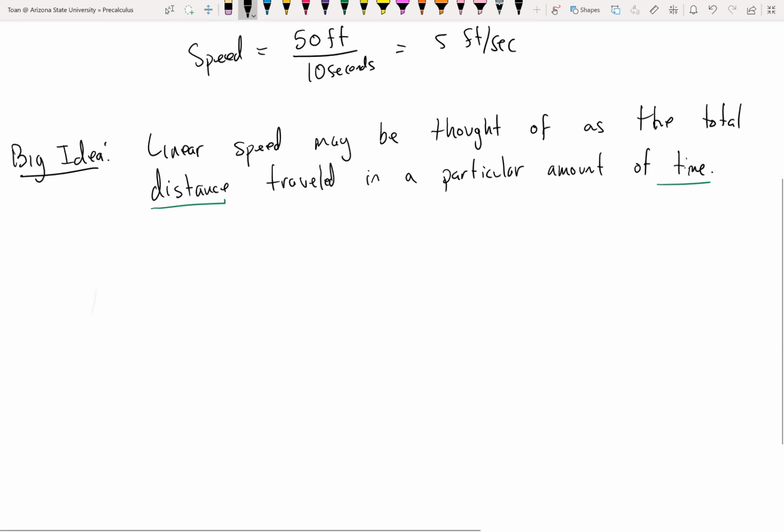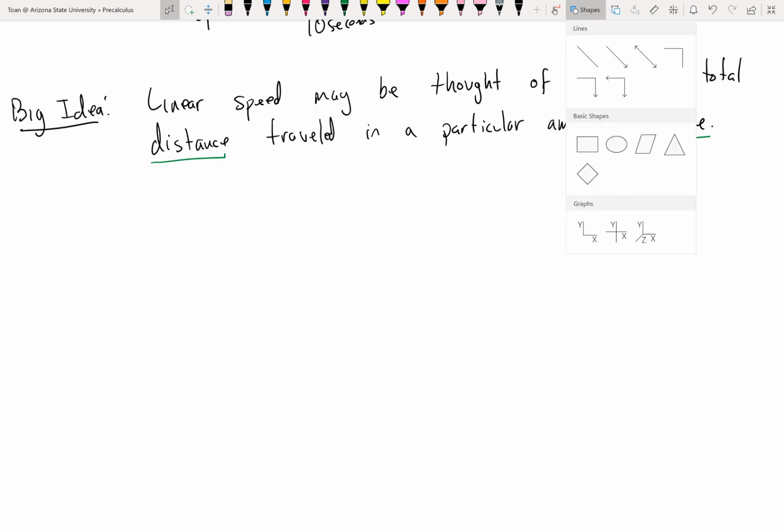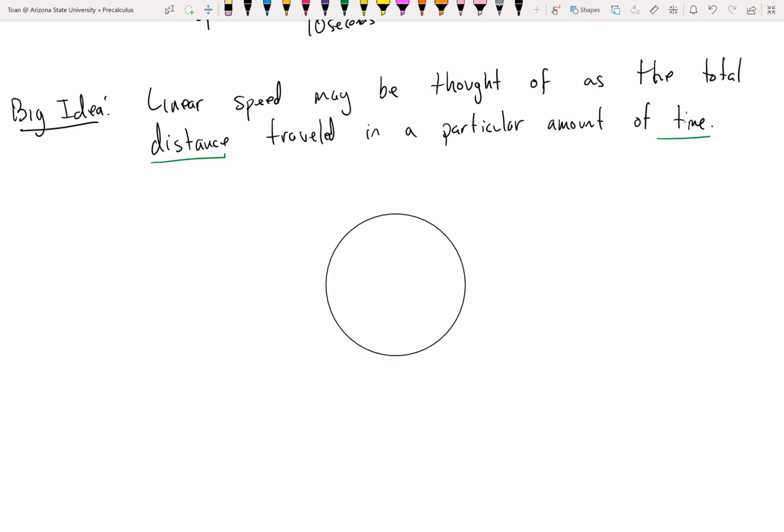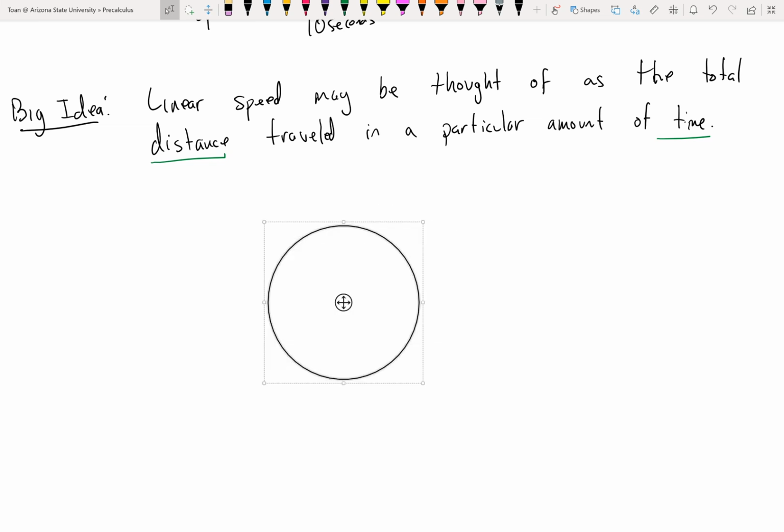Well, when it comes to circular motion, objects that travel in a circle, that sort of isn't helpful to us, or rather, we really can't talk about start and finish, because let's suppose we had an object that started here, and this object traveled in a circle and ended up at the same point, right? In terms of displacement, he didn't go anywhere. He started in the same spot that he ended.